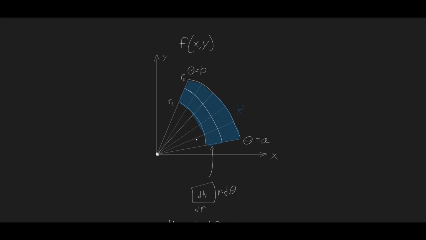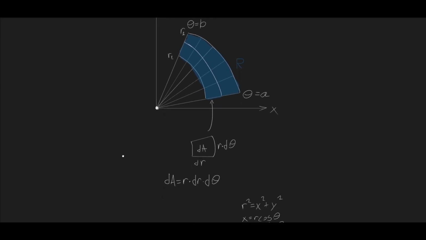And this is similar to what we've seen in previous courses, where for polar coordinates, dA is going to be r times d theta times dr. So we see that here, and this is what we're going to use for the double integral.